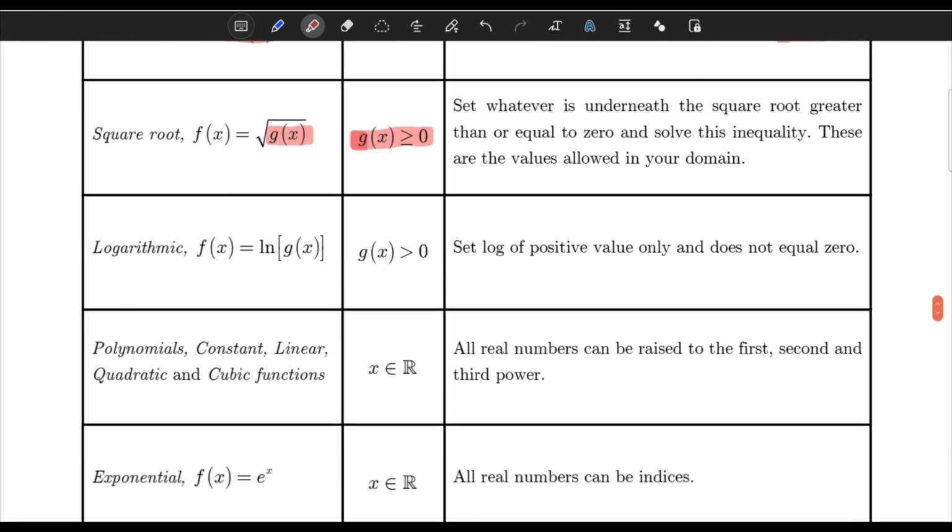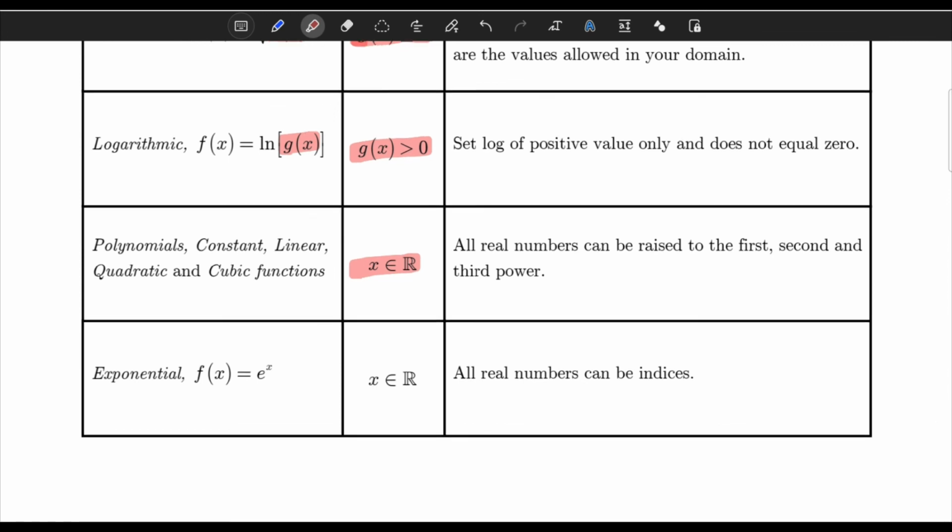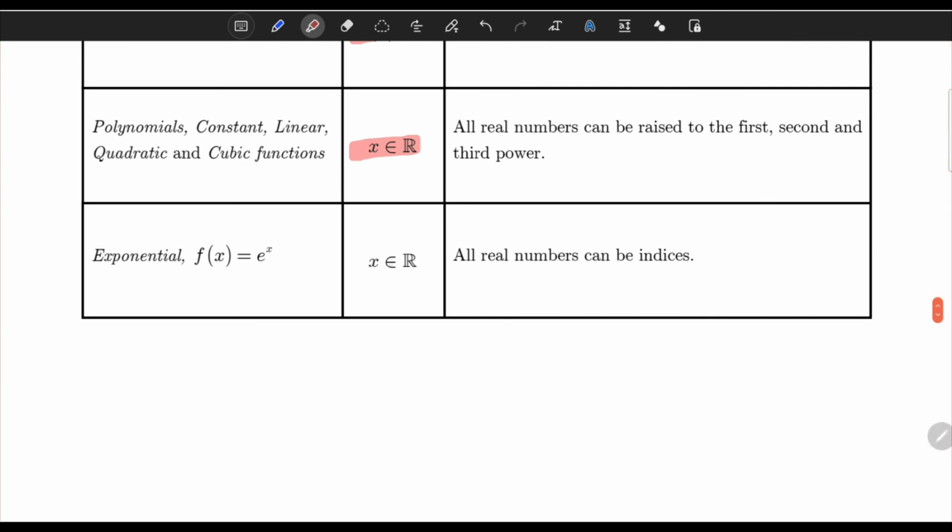For logarithmic, we've done several just now. So the g(x) here must be greater than 0. There's no equal because log of 0 is undefined. Okay, and then if we have polynomials, constant, linear, quadratic, and cubic functions, the domain normally will be real numbers, except if you are given the range of x in the question. Okay, exponential, so the domain will always be real numbers.